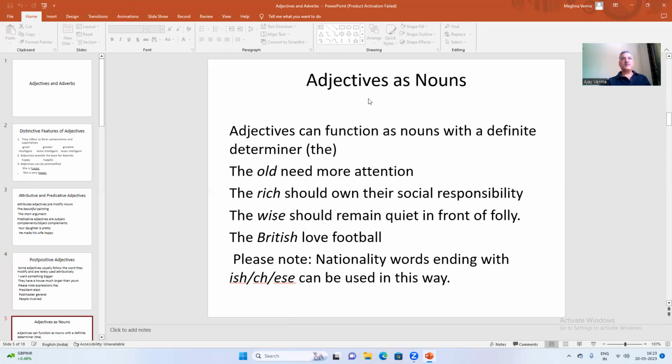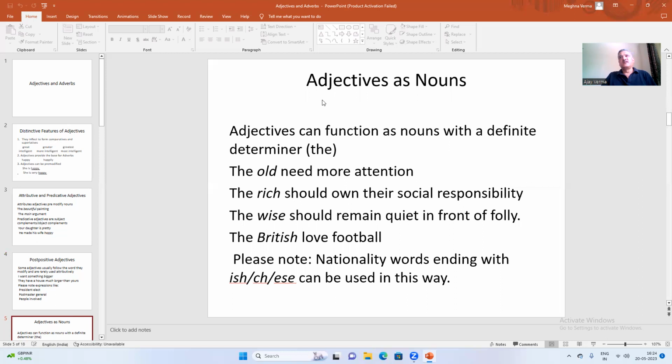Next, we come to the next category of adjectives. This deals with the use of adjectives as nouns. Adjectives can function as headwords of noun phrases. We have dealt with this when we were discussing nouns in the last lecture. So here again, we can see that adjectives can function as nouns.